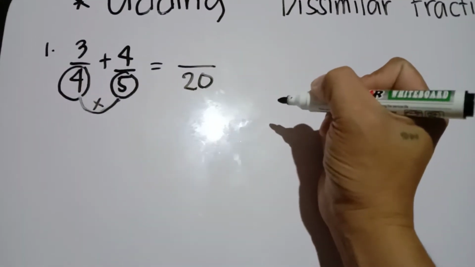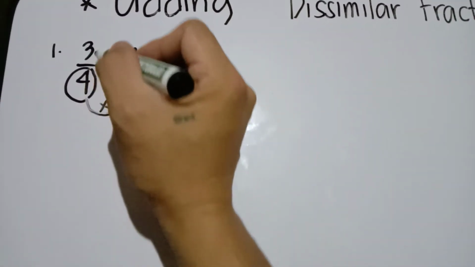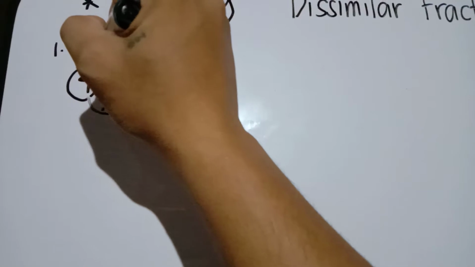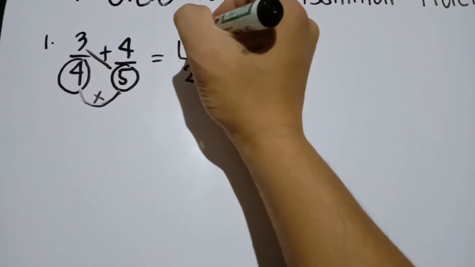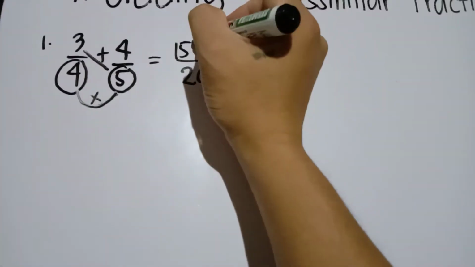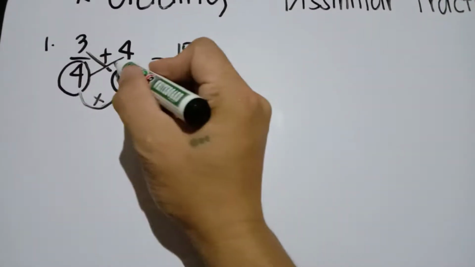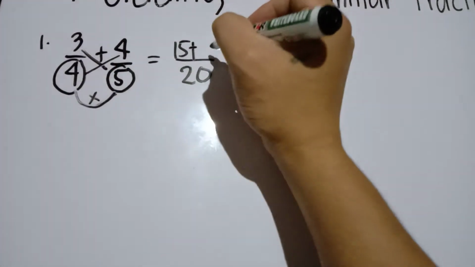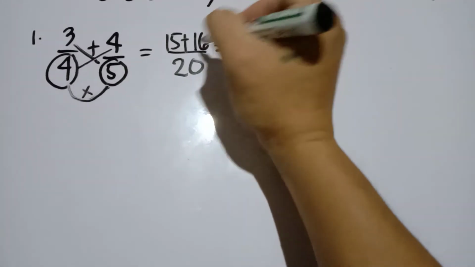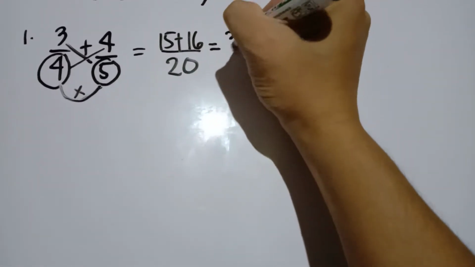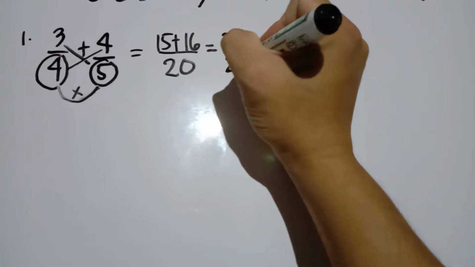Then we will multiply 3 and 5. So 3 times 5 is equal to 15. Then next, multiply 4 and 4. So 4 times 4 is equal to 16. Then add 15 plus 16, that is equal to 31, and just copy the denominator.